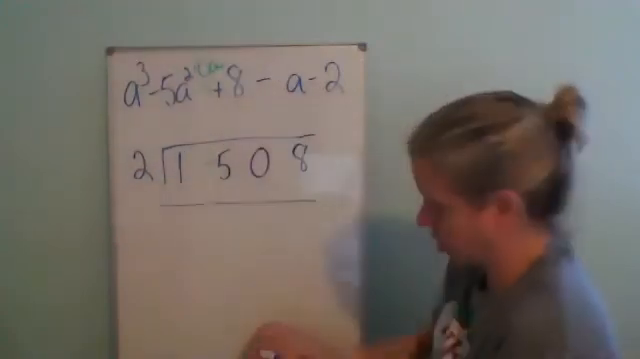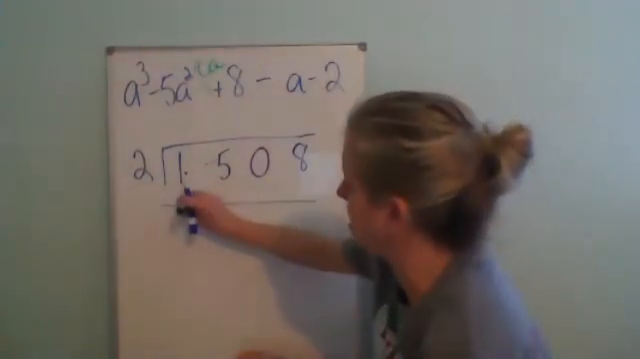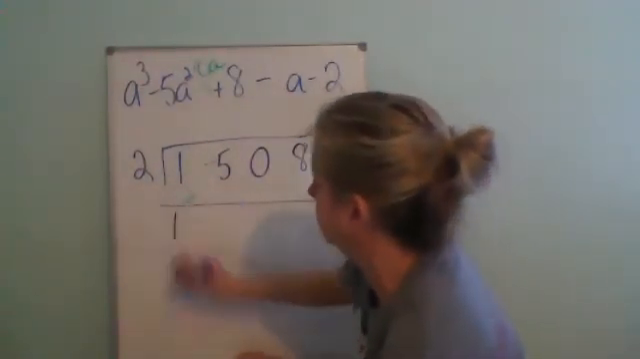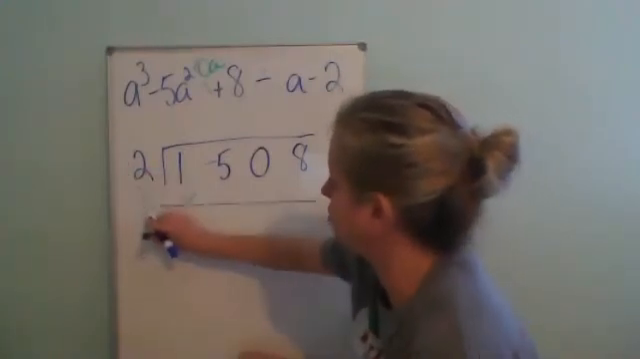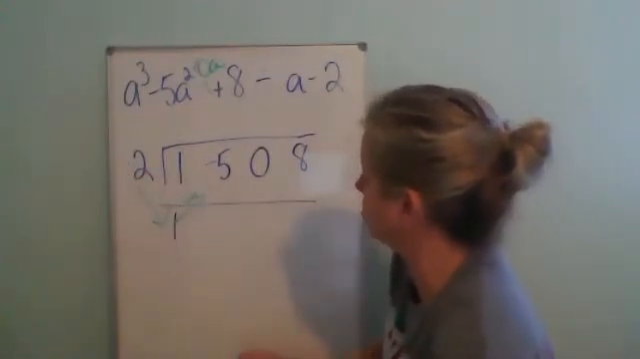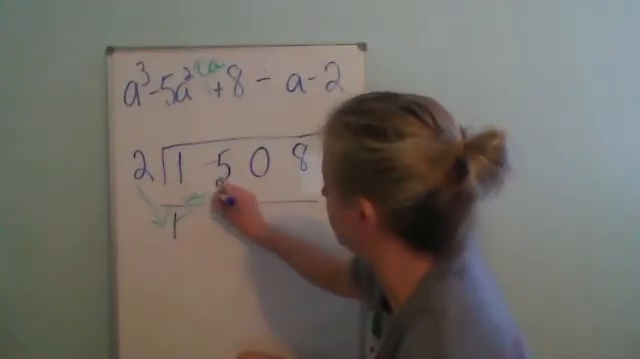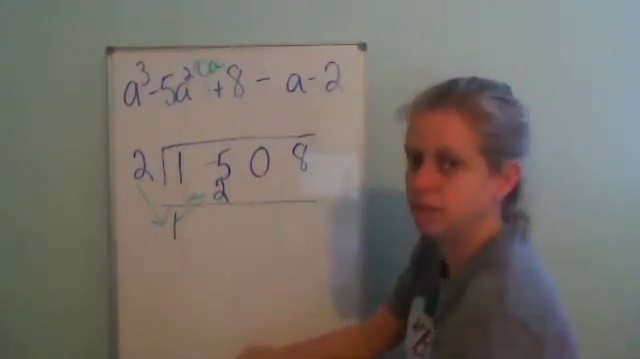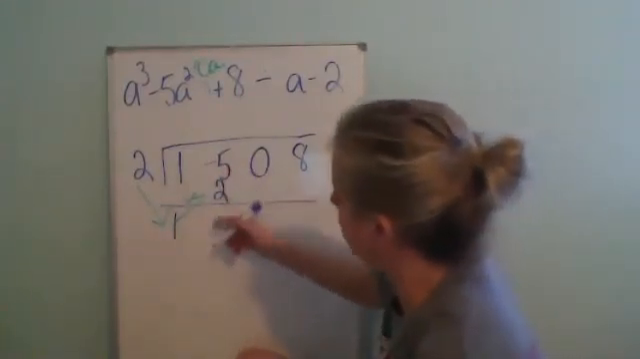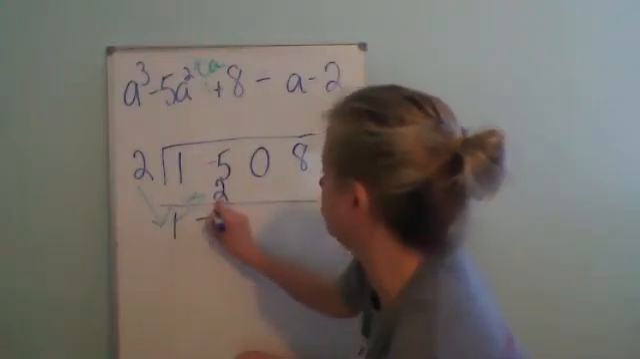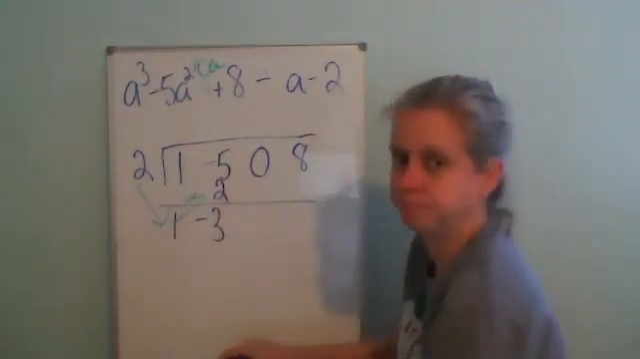And then start your process. So again, drop down the 1. And then multiply 2 times 1 and put your answer under the -5. So 2 times 1 is 2. Add that straight down. -5 and a +2 is a -3.